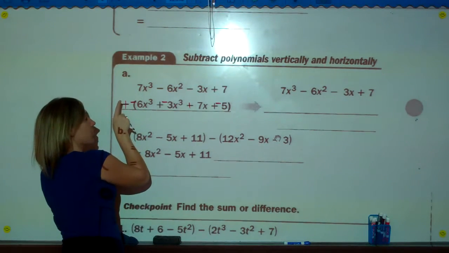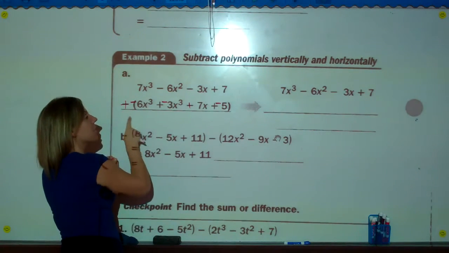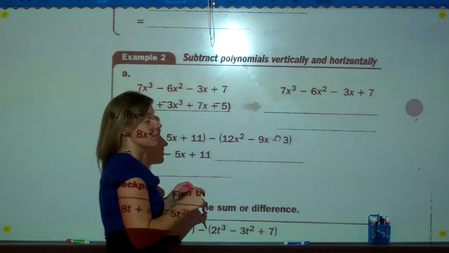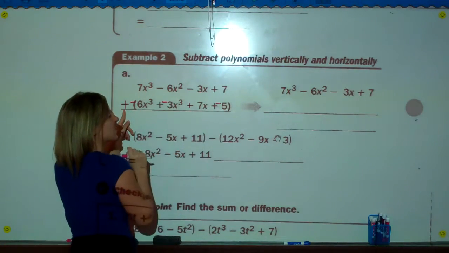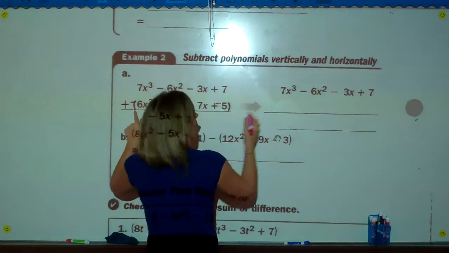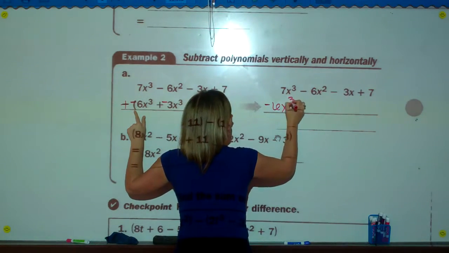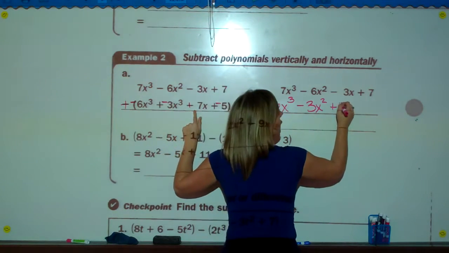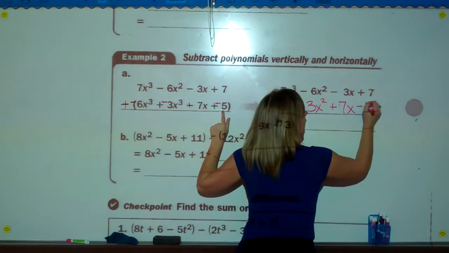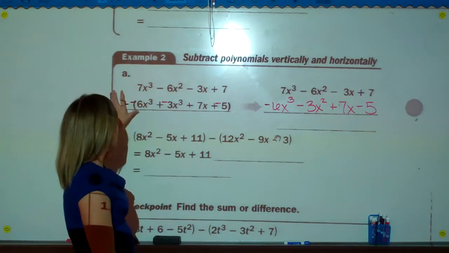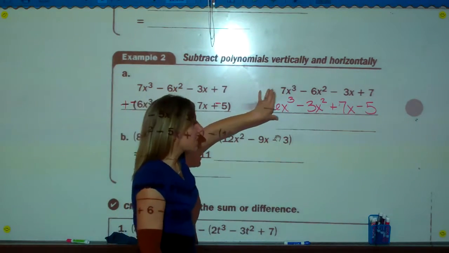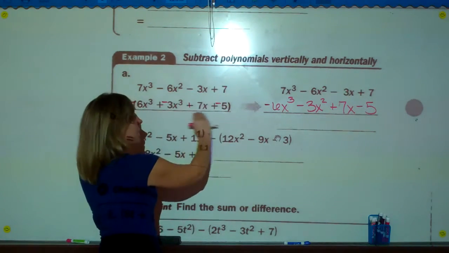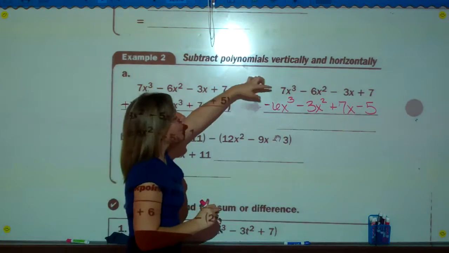Okay, so if you change this to adding, you change all of those to opposites because subtracting is the opposite of addition. So if I make this the opposite, that makes those the opposite. So really the problem is a negative 6x to the third, a negative 3x squared, a positive 7x, and a negative 5. Okay, so if you change this to addition, it changes the signs of all of these terms that are behind it. These ones behind it, the second row, okay? Then we can just add them up.